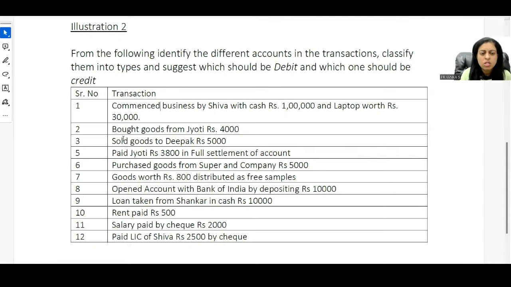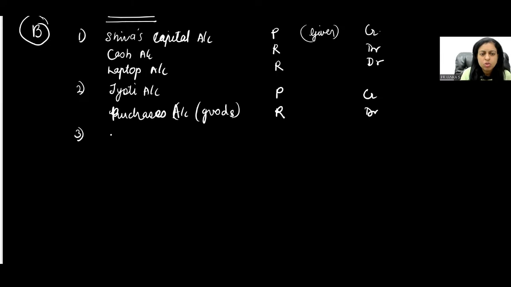Third one now. Third is saying sold goods to Deepak. So Deepak is one account in this transaction. And what are we doing? We are selling goods. So sales account as we call it. In other words, goods. Right? Deepak is personal account, goods is real account. Apply the rule, debit the receiver, credit the giver. Deepak is the receiver, so debit.